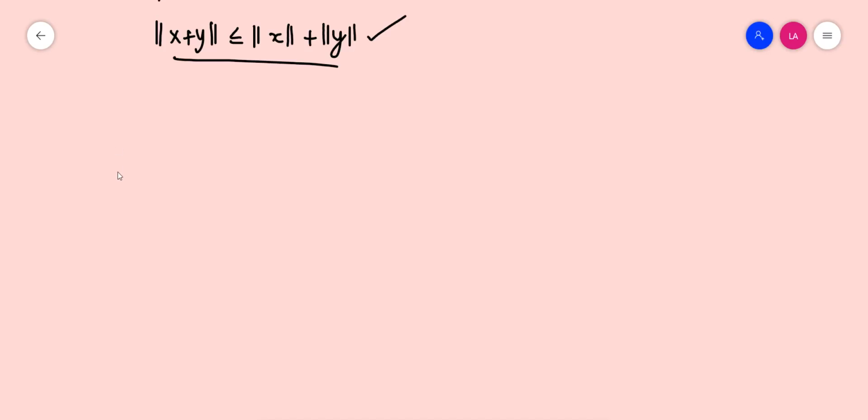In this video we will be discussing some examples of linear functionals. So example number 2. f is a function defined from R cube to R, which is defined as f of x is equal to x dot a, where a is a fixed vector in R cube.